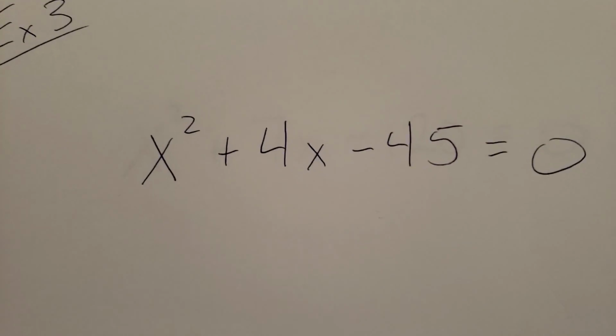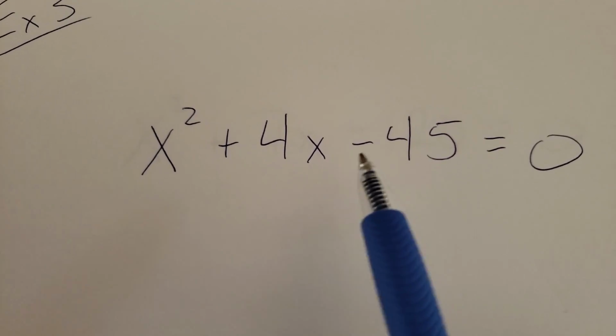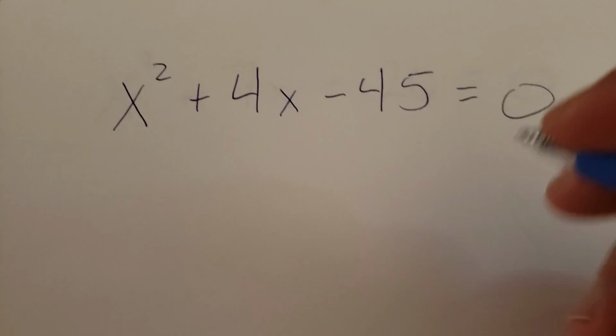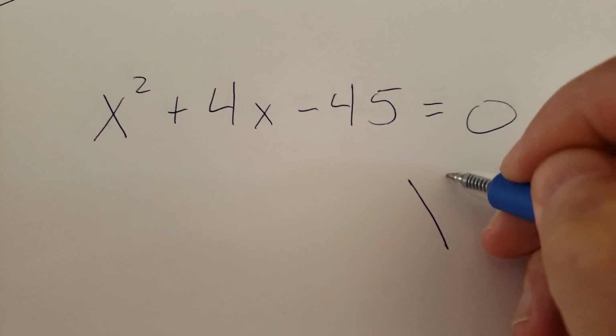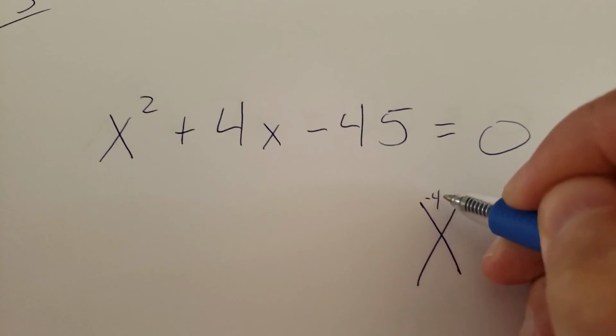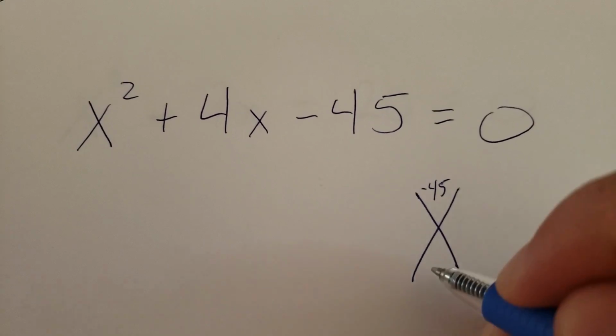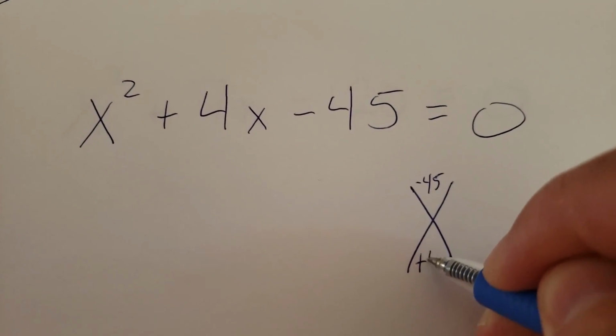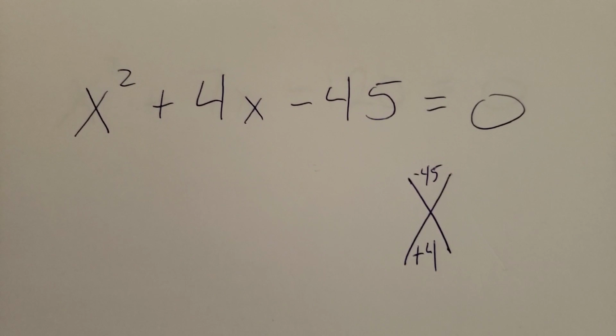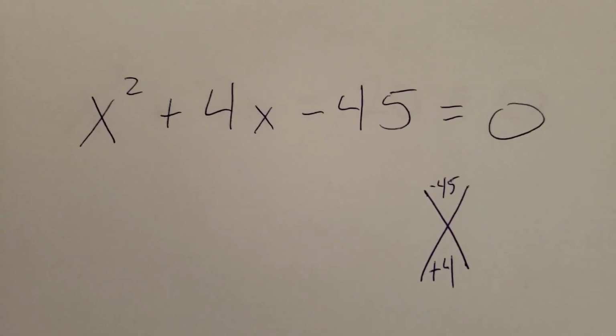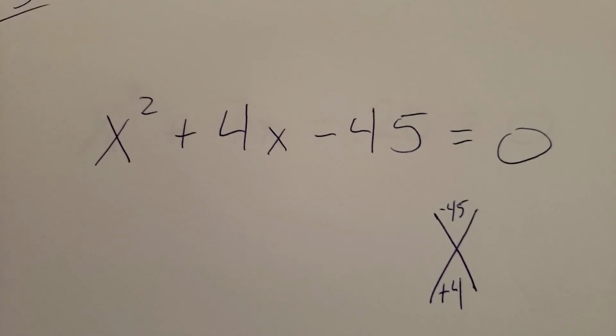Okay, example 3. Again, all you see is I changed up the signs. I now have a plus and then a minus. It's still the same process, though. We're going to have negative 45 up here. This means I have to do a negative times a positive. And what sign should the bigger one be? The sign of this number down here. So positive 4 means my bigger number is going to be positive. Smaller number will be negative.